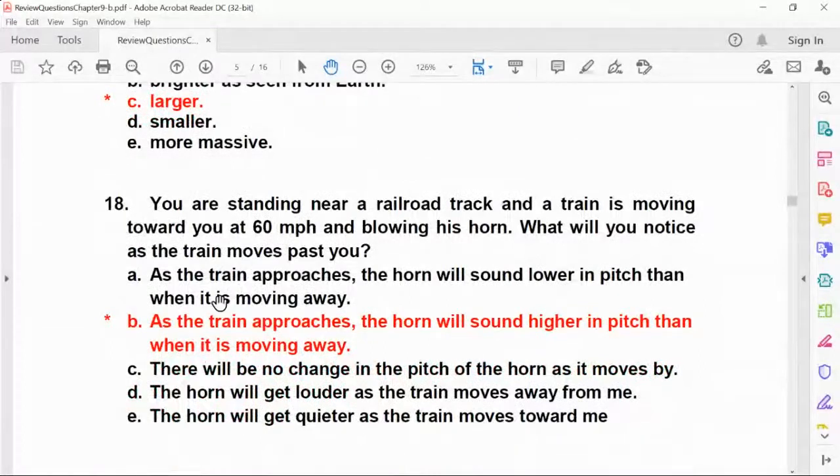In this question here, it's about Doppler shift. Just to remind you of what Doppler shift would do. You are standing near a railway track, and a train is moving toward you at 60 miles per hour and blowing its horn. What will you notice as the train moves past you? I told you about the Doppler shift.